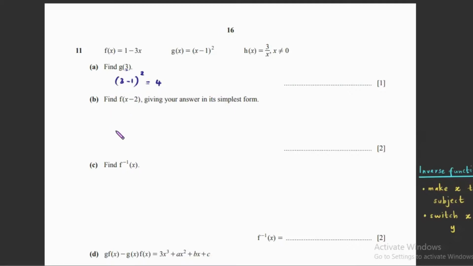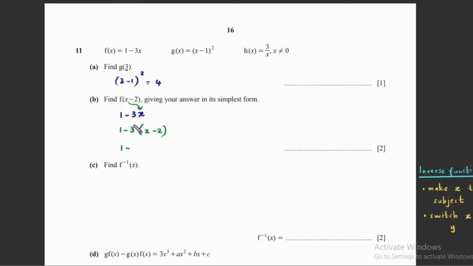The next one, find f of x minus 2, giving your answer in the simplest form. So I need to use the f of x function, because it says f of x minus 2 is what you're supposed to find. So here I have 1 minus 3x as f of x. So then the value x minus 2 should be substituted for this x. So that will be 1 minus 3 times the value of x, which is x minus 2.